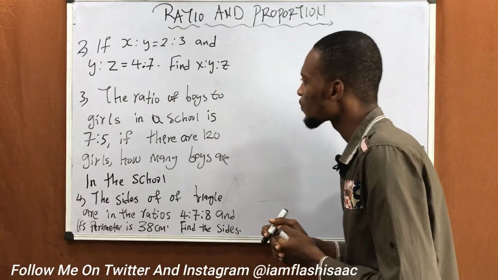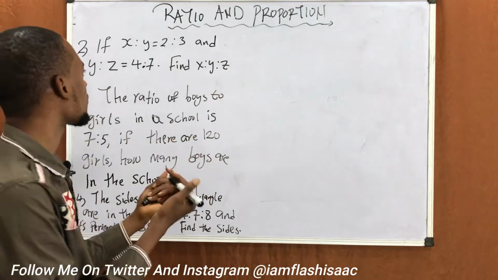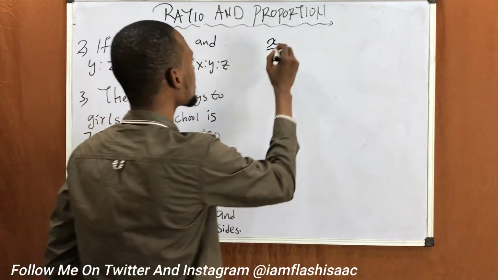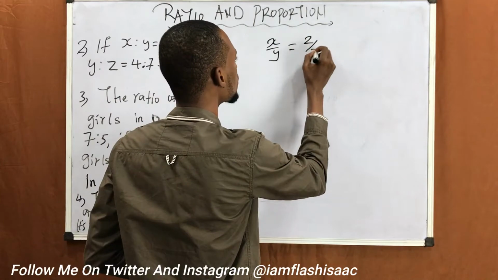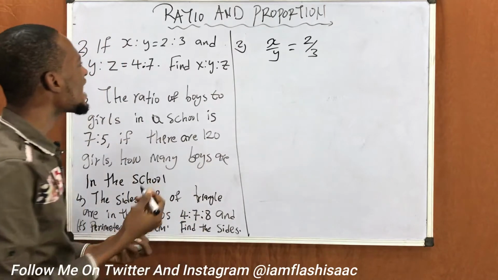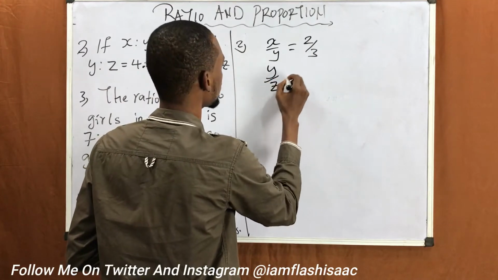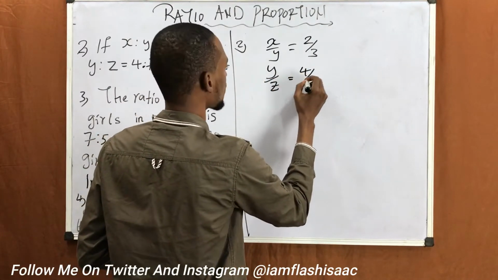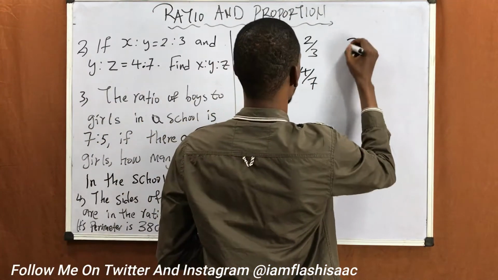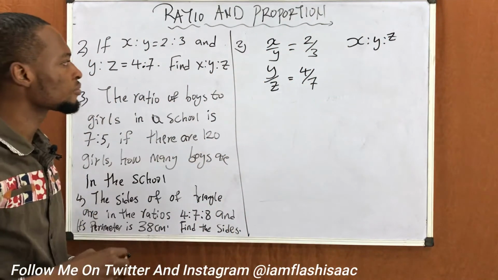Let's analyze the question. S:Y. Remember, I told you that you can change ratios to fractions. S:Y is the same thing as S over Y, and they say it equals 2:3, which is 2/3. And Y:Z, which is Y over Z, equals 4:7, which is 4/7. Now, we are told to find S:Y:Z.